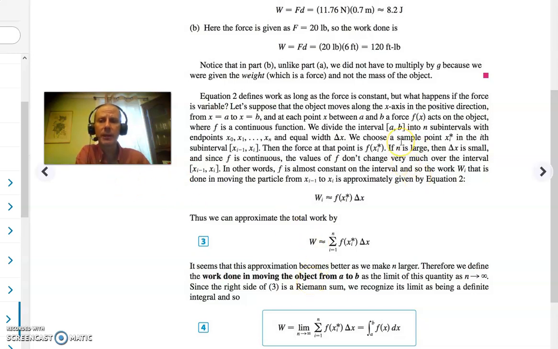Now, if the force depends on the position of the object, then we can think of the force as being a function f of x. In this case, we can use the main ideas of calculus in order to figure out the work involved. In order to do this, we're going to suppose that the object is being moved from position a to position b. We're going to divide [a, b] up into n intervals, each of width delta x, and assuming that the force is a continuous function, we can assume that the force is going to be approximately constant on each subinterval.